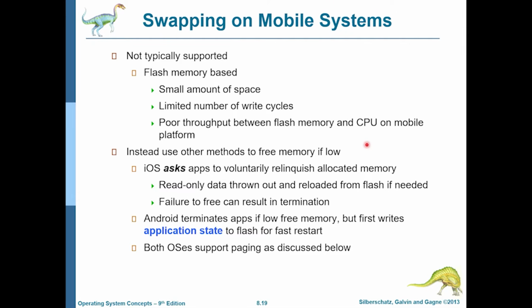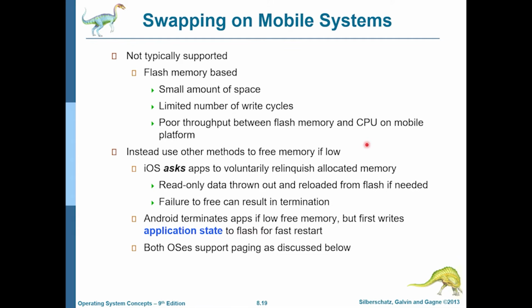Both the OSs, Android and iOS, support paging though, and because of that, parts of applications can be swapped out. Some pages of an application, not the entire application, as in the traditional swap out, does not happen. Parts of applications can be swapped out and swapped in, and we will see that further in this chapter and in the next chapter as we go.